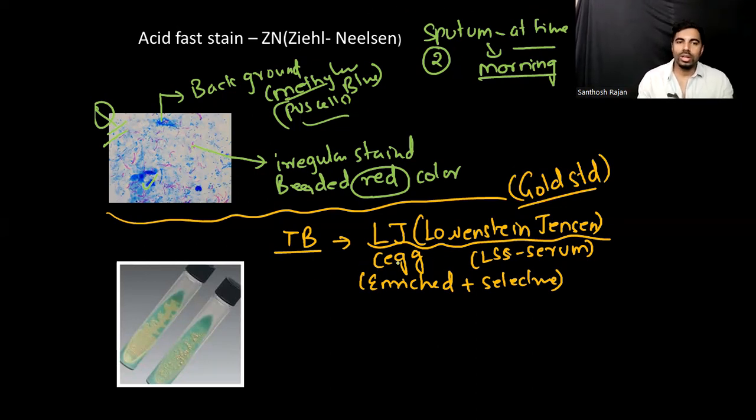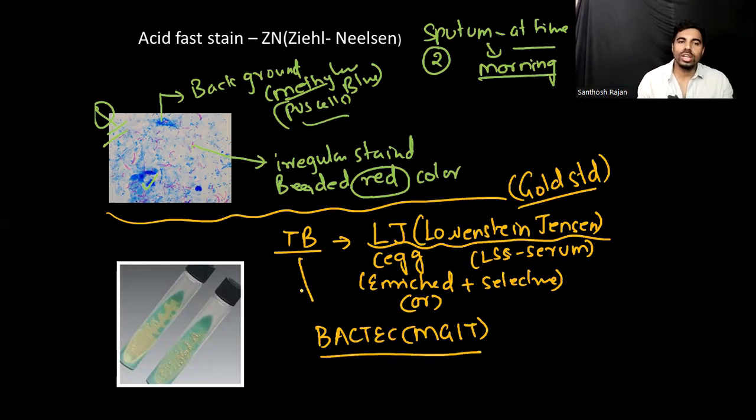The other culture method is what? Otherwise, you use automated BACTEC, or MGIT. BACTEC or MGIT. This can also be asked as a question. What is the difference between these two? The difference is this.